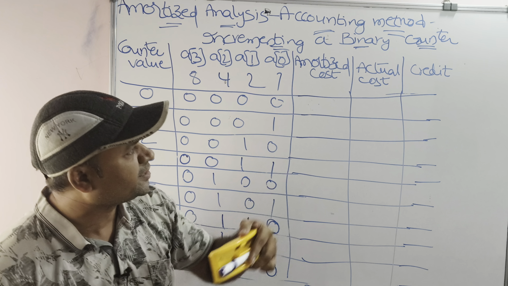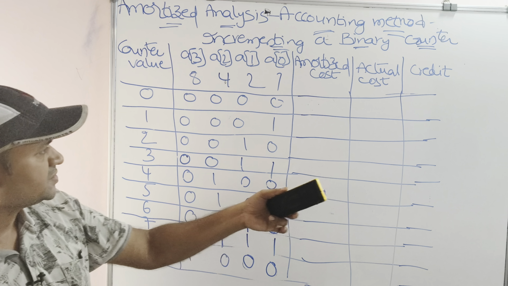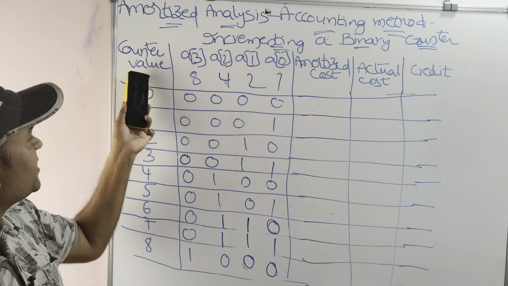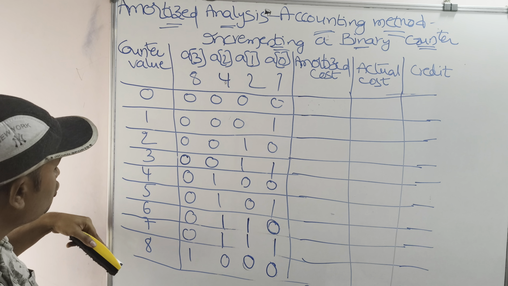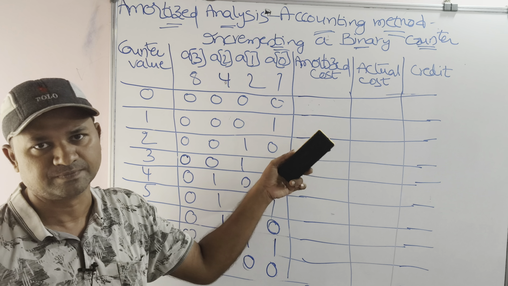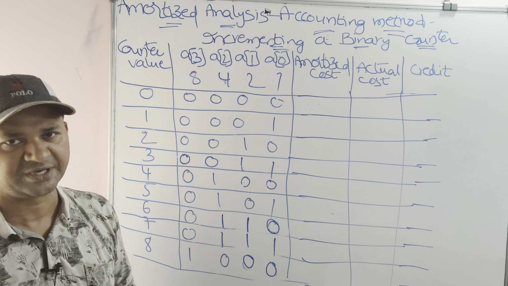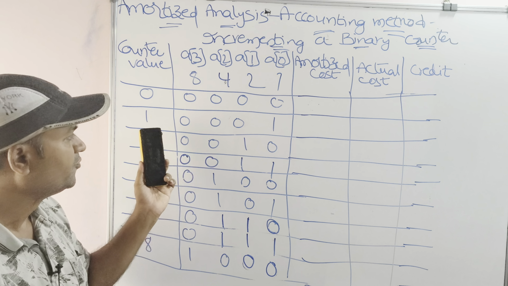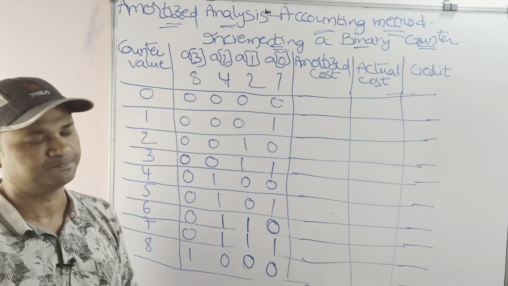Incrementing a binary counter is nothing but incrementation of a binary number. So let's see this table. Here we have 5 columns. The first column represents counter value. Here we are representing the values from 0 to 8. Next column represents binary notation. So we are representing these counter values in binary notation, 8421 notation. So 0 means all zeros, 1 means 0001, likewise 8 means 1000.